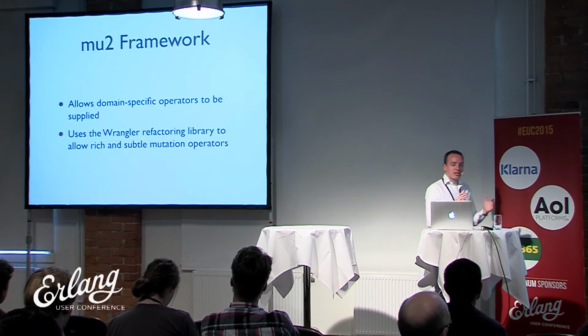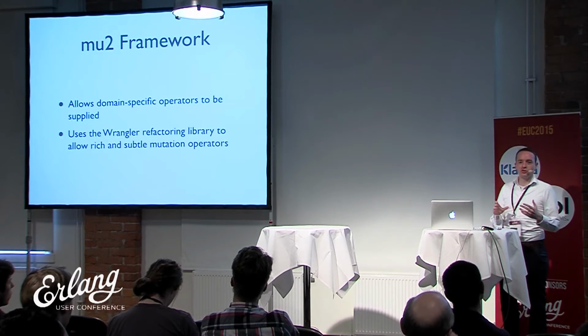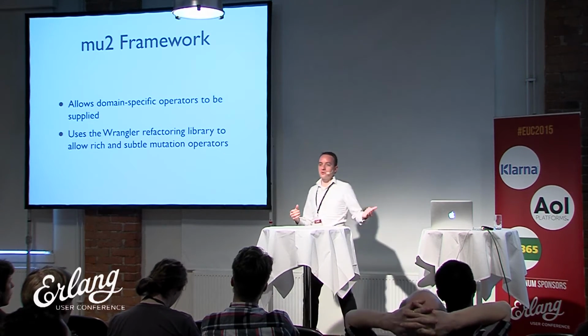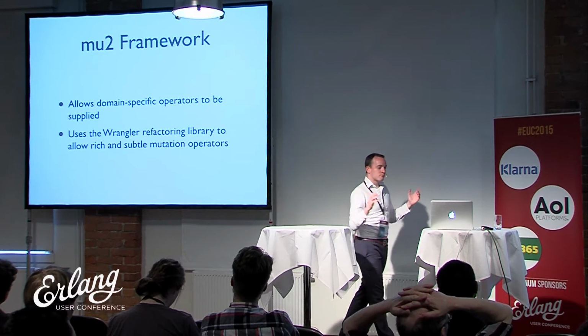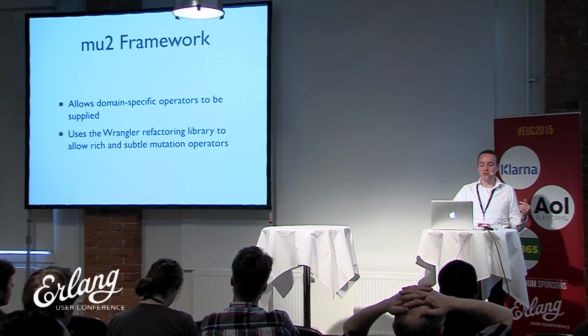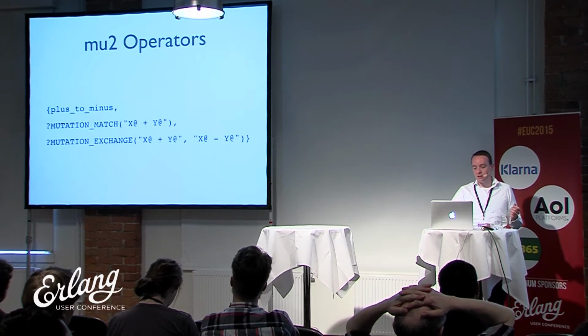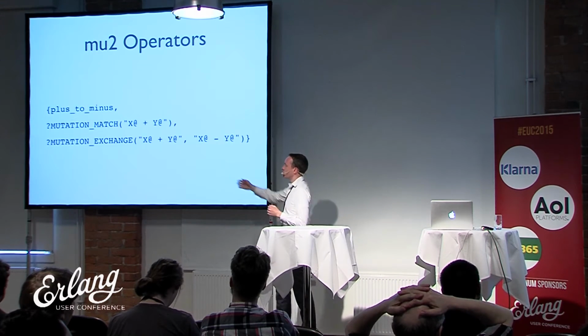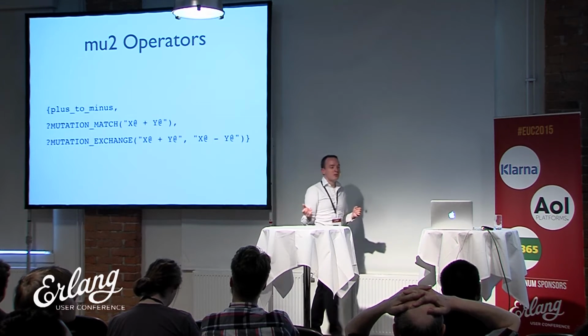But that allows us to have mutation operators that aren't just tweaking the abstract syntax tree. They can often do some really quite subtle things. And I'll show you some trivial examples, but you can do pretty much anything you want. You can write an entire Erlang program inside one of your operators to change things if you really like. So this is the very simplest possible operator that you can supply. This just changes a plus symbol to a minus symbol, which is not very thrilling.